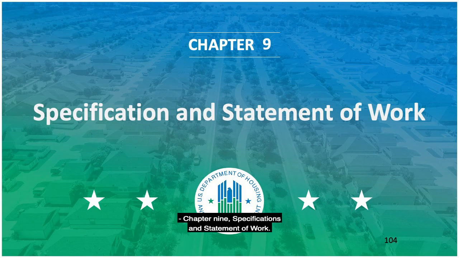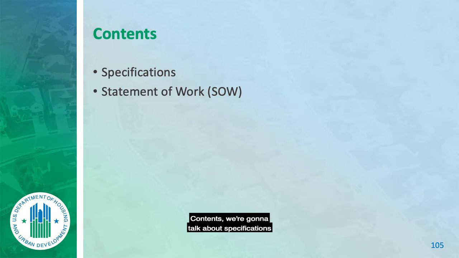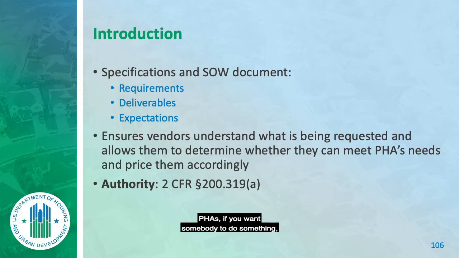Chapter 9, Specifications and Statement of Work. Contents. We're going to talk about specifications and statements of work, also known as SOW, also known as scope of work. PHAs, if you want somebody to do something, you have to tell them in writing. If you want to receive the proper price, you have to write it in the bid document.